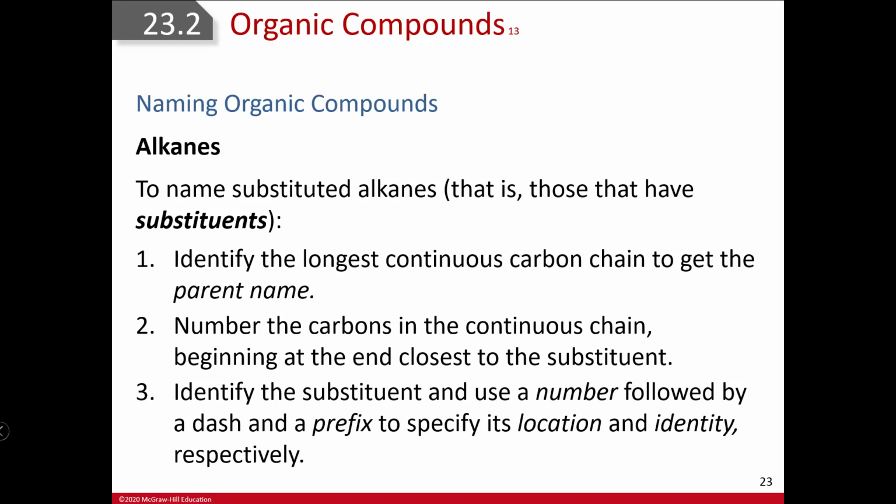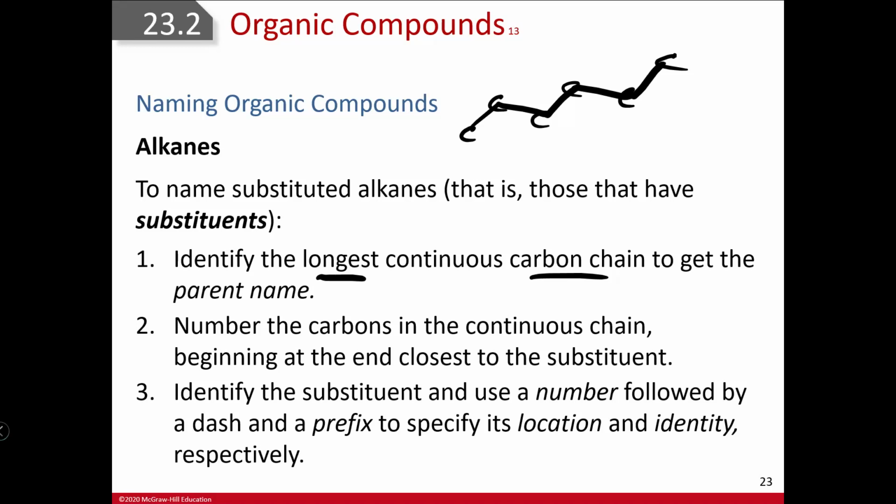So the first thing you have to do is identify the longest continuous carbon chain. Make sure you take the time to do this, because carbon can start looking like this as a line where every one of these points here is a carbon, but we don't draw those. If you don't get the right number of carbons in the chain, then you're going to get the whole name wrong. So on this one here, we would have 6 carbons, so this would be hexane. 6 carbons, hexane.